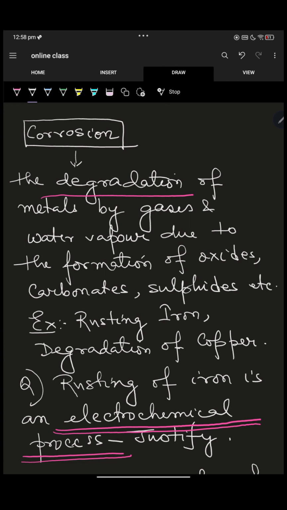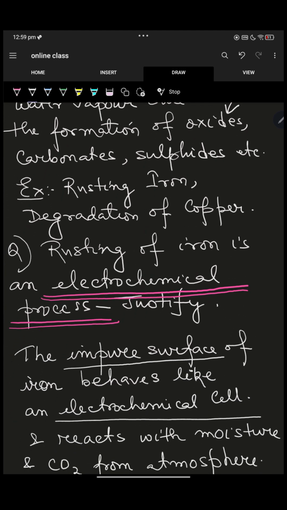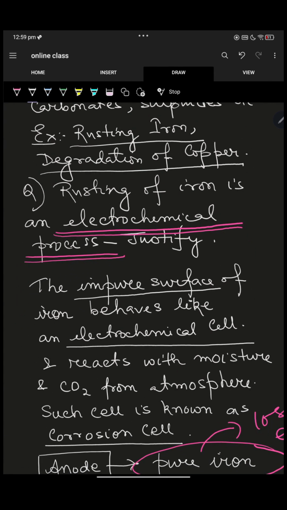Now, degradation of metals other than iron, such as copper, can also occur by gases and water vapor, due to the formation of oxides with oxygen, carbonates with CO2, and sulfides with H2S. All this formation is known as corrosion. That is the degradation of the metal. We have seen that rusting of iron is one such example. Degradation of copper is another example. Basic copper carbonate forms during the degradation, and it gives a greenish color over copper.